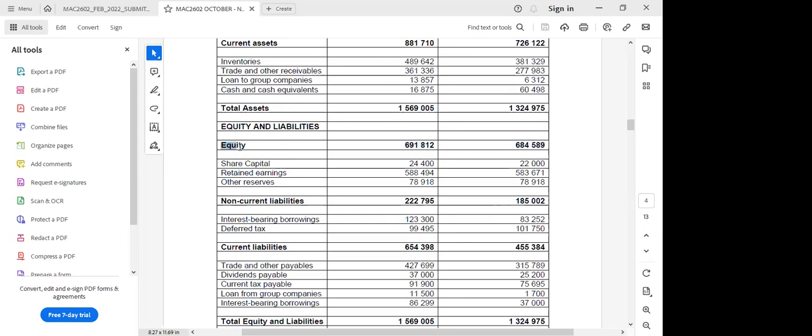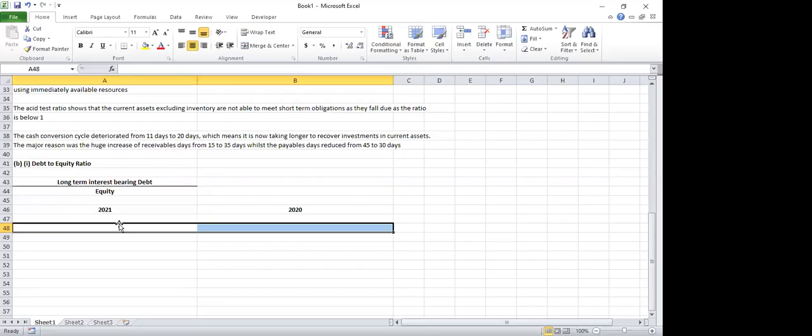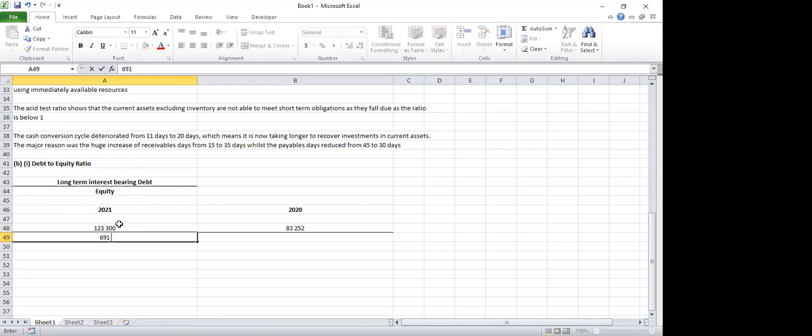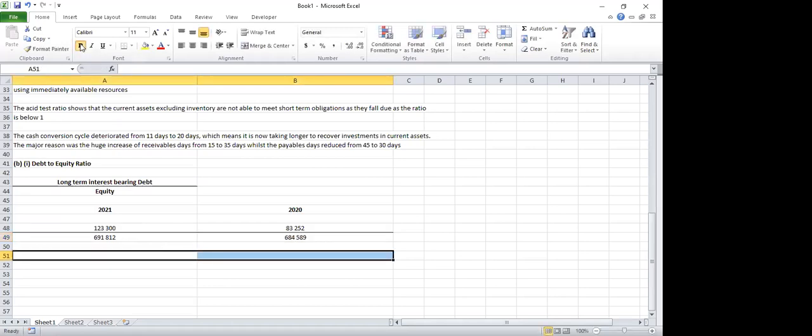So we would say for 2021, our interest-bearing debt is 123,300. Then in 2020, it's 83,252. Interest-bearing debt, we're talking about non-current liabilities. Then our equity, we have 691,812. Here we have got 684,589. Right. What do we get?